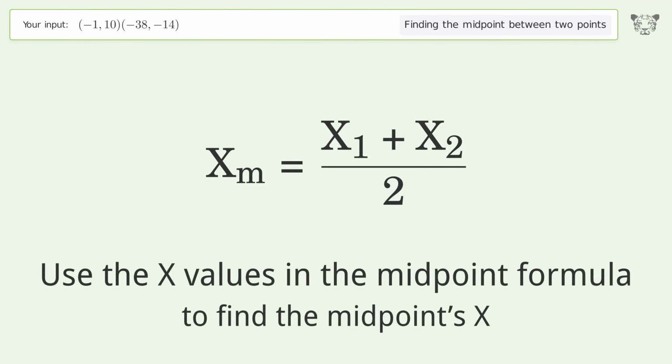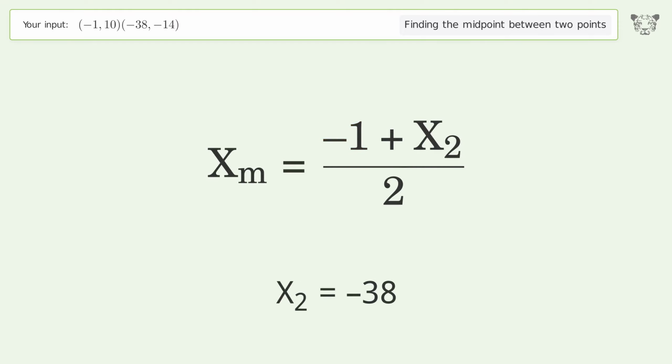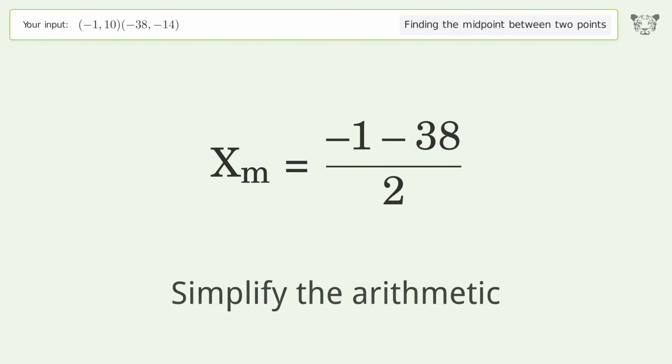Use the x values in the midpoint formula to find the midpoint's x. x1 equals negative 1. x2 equals negative 38. Simplify the arithmetic.